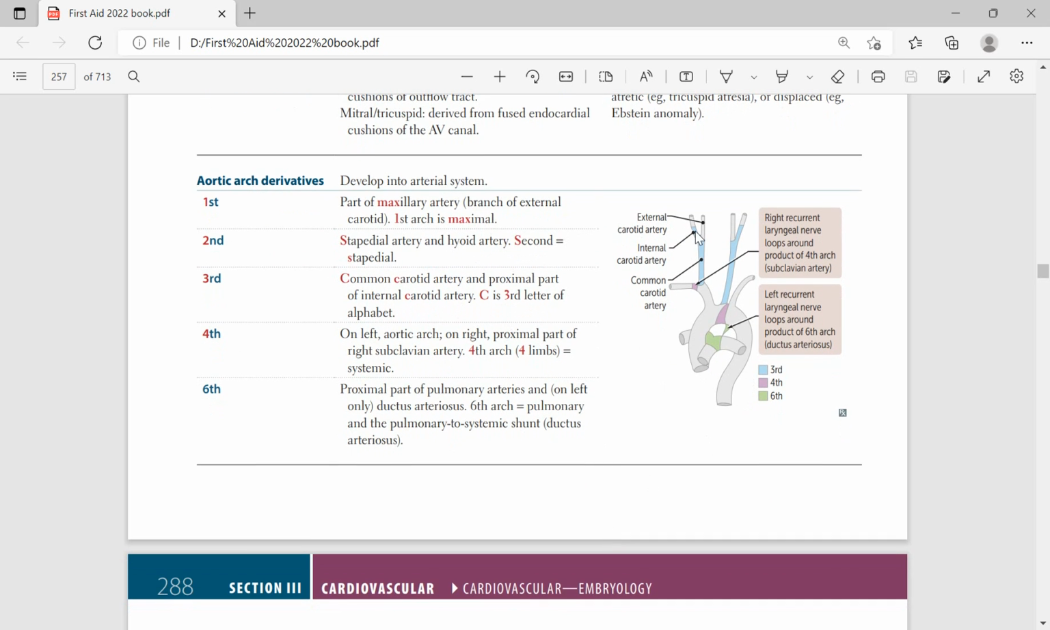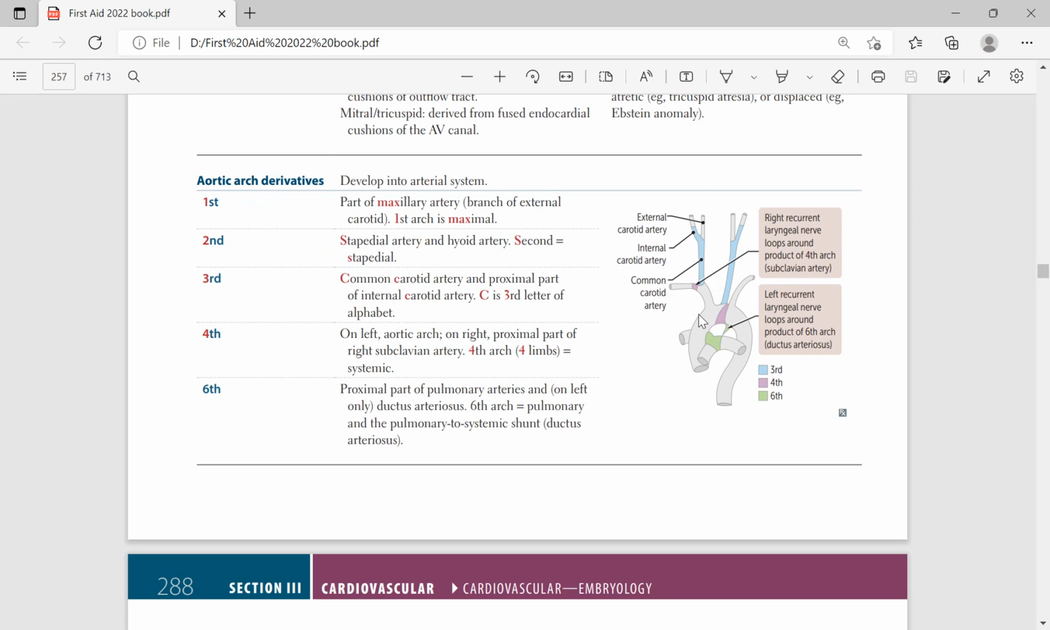Okay, so how will you remember aortic arch derivatives? From your upper portion of the body, come slowly down to your heart. First, in your face, part of the maxillary artery, first aortic arch derivatives. Second, the stapedial artery and hyoid artery, which are branches of the internal carotid artery. Then, the proximal part of the internal carotid artery and the common carotid artery from the third aortic arch.